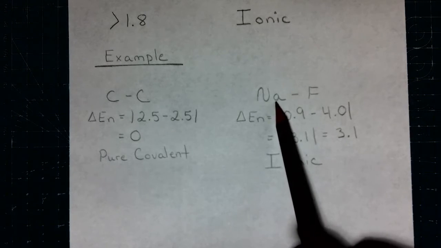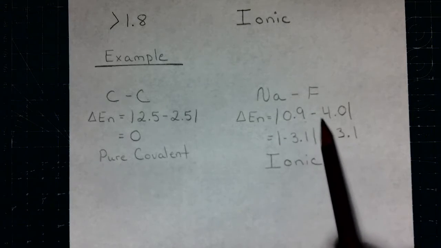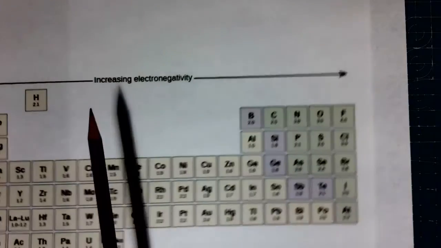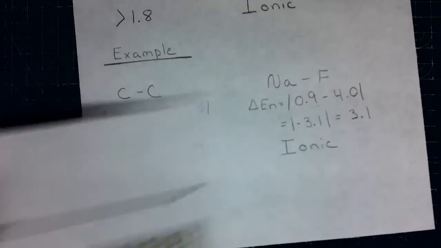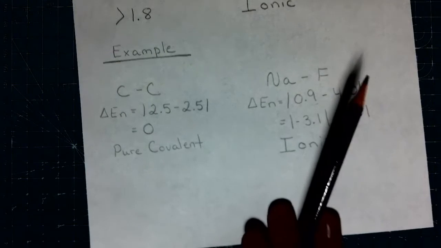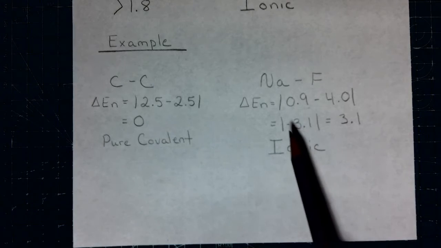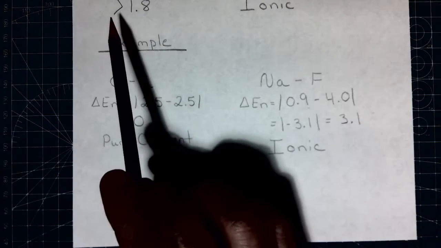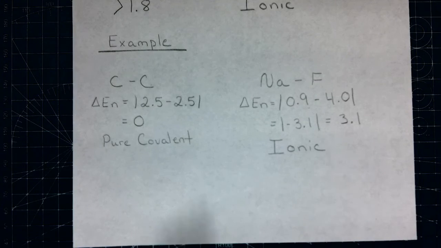If we look at something like sodium fluoride, we'll find that the electronegativity of sodium is 0.9, and the electronegativity of fluoride is 4.0. Fluoride is actually the highest electronegativity, most electronegative of all elements. When we do that subtraction, we get negative 3.1, and we're doing the absolute value, so that's going to be 3.1. 3.1 is greater than 1.8, and so therefore this is an ionic bond.